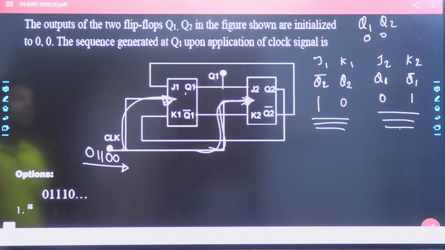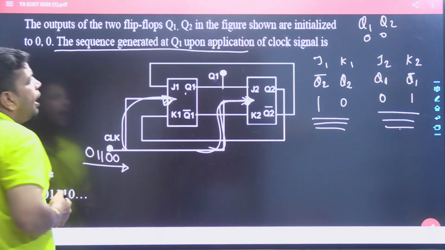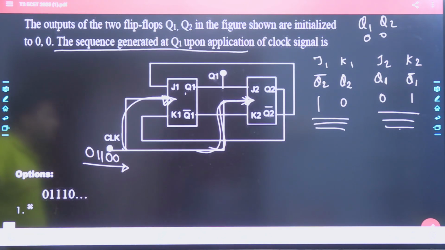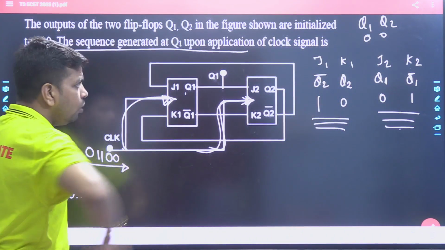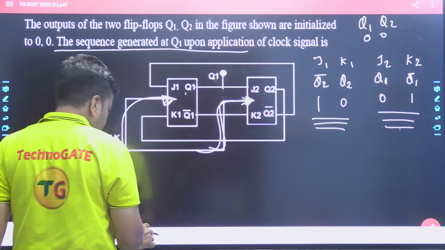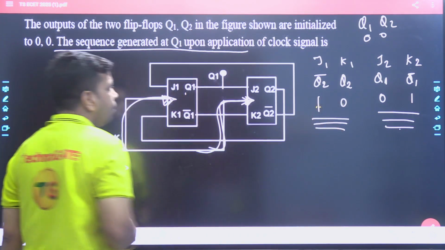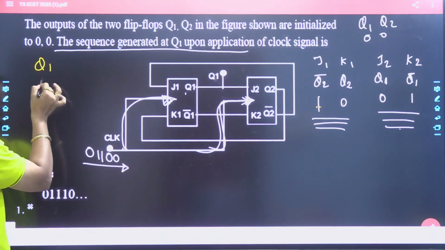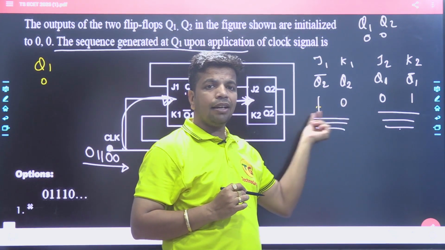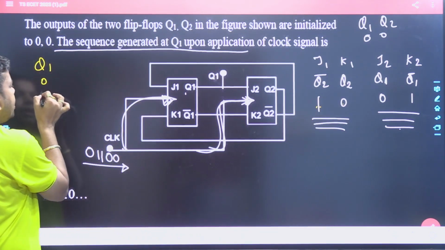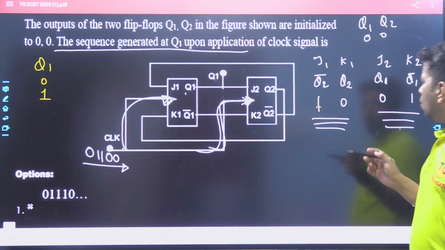So which type of signals? Okay, they are asking you the sequence generated at Q1 upon the application of clock signals. Okay, so if we are applying the clock, what would be the output at Q1? So that would be the initial condition. Let's see. The first output is what we can say? JK is 1, 0. Initial output of Q1 is 0. Now JK is 1, 0. So J is 1 means it is set, and K is 1, then it is reset. So we need to set. So the next output is 1. Okay.